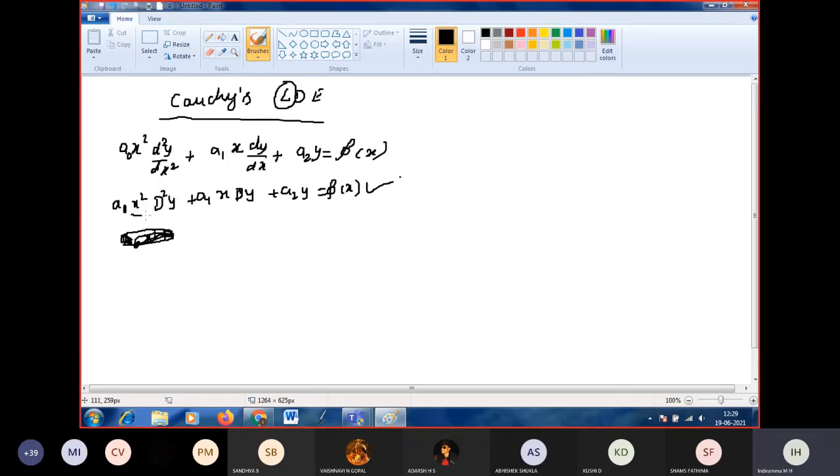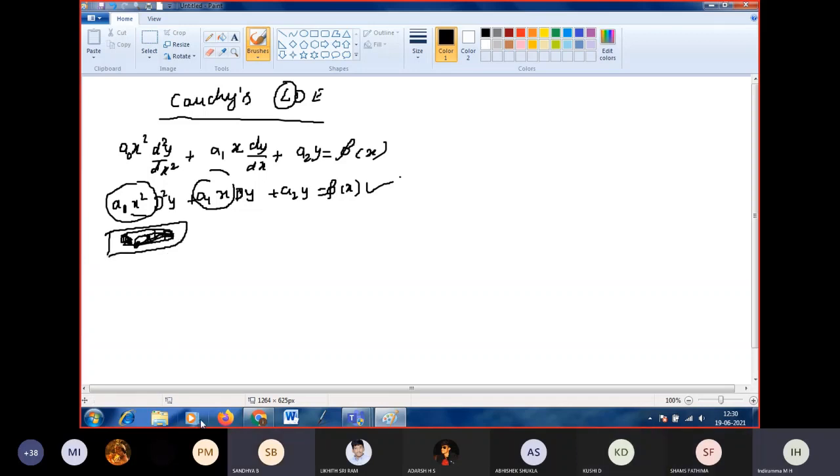So here we have a variable coefficient for d square as a naught x square, and a variable coefficient for d as a1 x. So now I want to reduce the variable coefficients to constant coefficients by taking a suitable substitution. Are you getting?